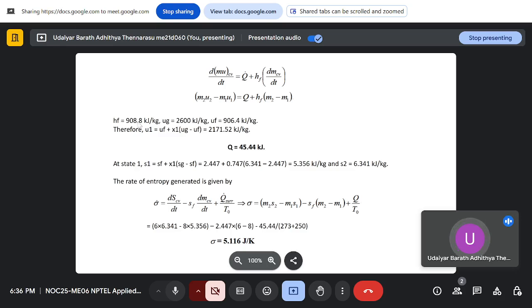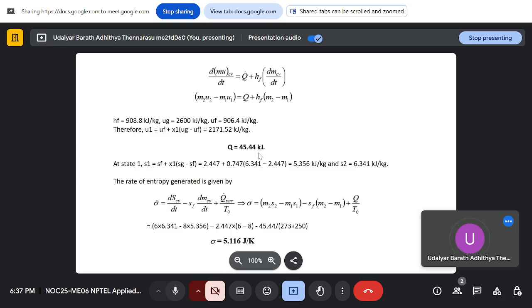So Hf is 908.8 kilojoule per kg, Ug is 2600 kilojoule per kg, and Uf is 906.4 kilojoule per kg. So using this we can find out the initial internal energy. It comes out to be Uf plus x1, the dryness fraction, into the saturated vapor internal energy minus the saturated liquid internal energy, which comes out to be 2171.52 kilojoule per kg. So substituting this in the above equation, the heat supplied is 45.44 kilojoules.